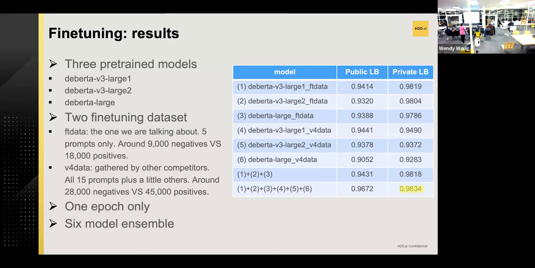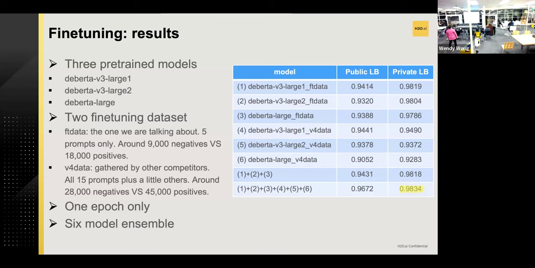After we generated text, we can do the fine-tuning. In this competition, I trained two DeBERTa V3 models and one DeBERTa large model. So in total we have 3 models, and we can do fine-tuning on our generated text. We have around 9,000 negatives and 18,000 positives.